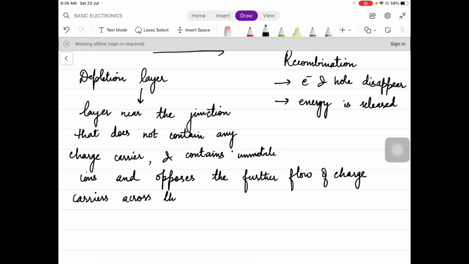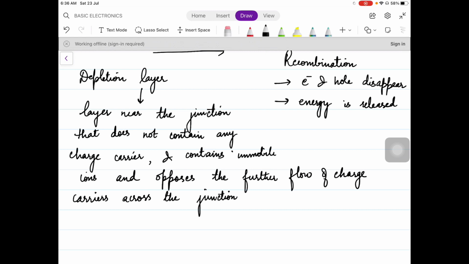All right. So these four points must come into the definition of depletion layer. First of all, you must tell that this is the layer near the junction. Then you must tell what is absent in it and what is present in it. It is very important to mention that it does not have any charge carrier, because when you search the word depletion in the dictionary, you will find that depletion means an area where there is a lack of something. So here the charge carriers are lacking. That means they are not present. So you must mention that it does not contain any charge carrier.